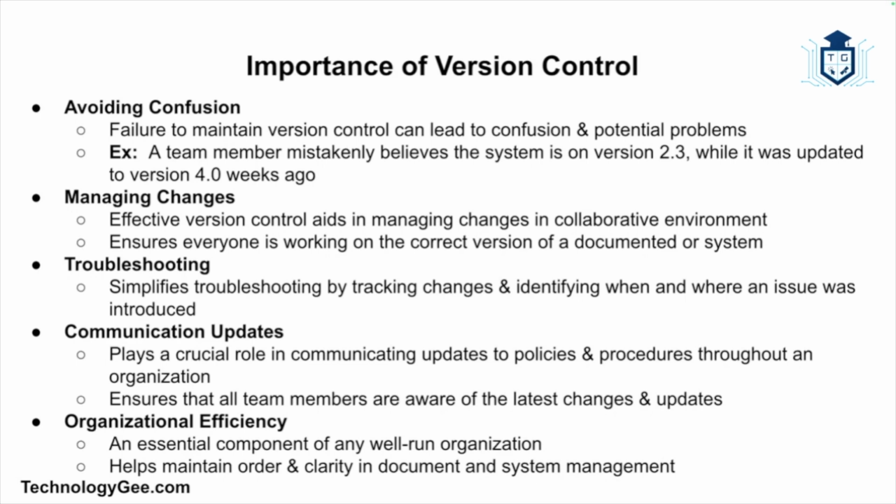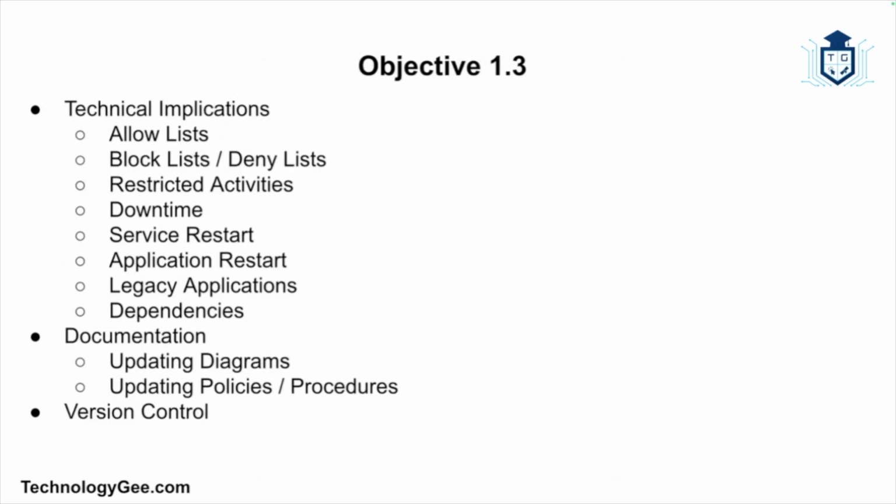Effective version control not only aids in managing changes and troubleshooting issues in a collaborative environment, but also plays a crucial role in communicating updates to policies and procedures throughout an organization. So it is an essential component of any well-run organization. All right, so that was my video where we talked about technical implications, documentation, and version control.